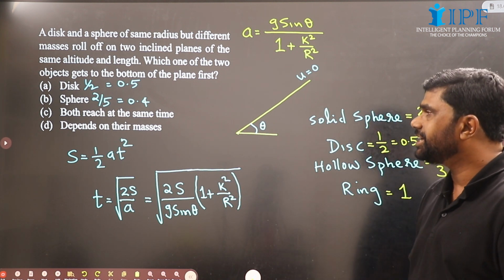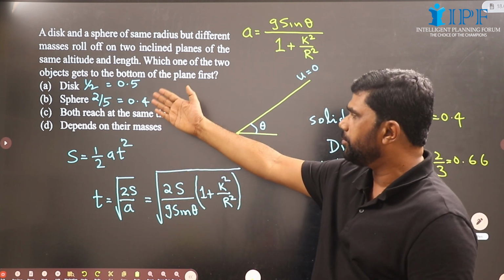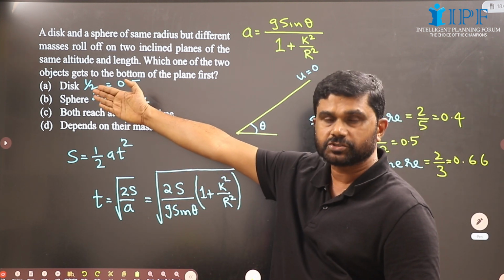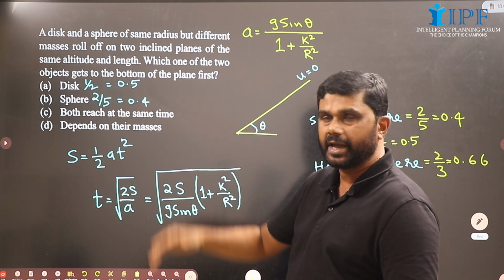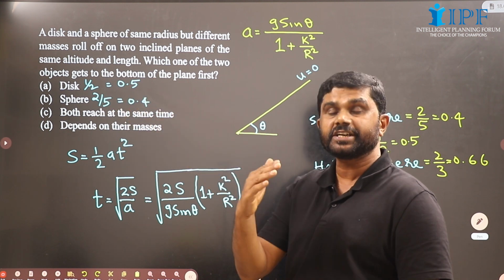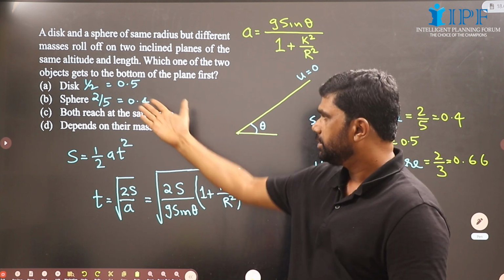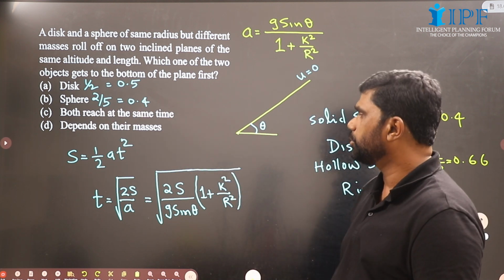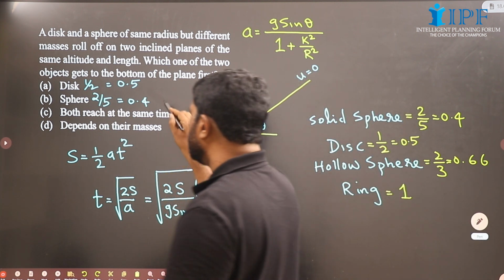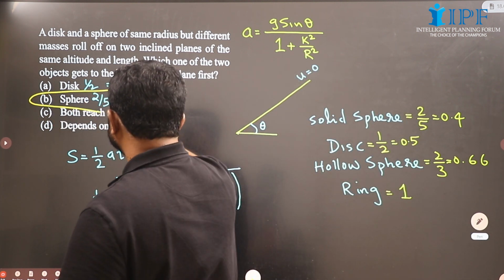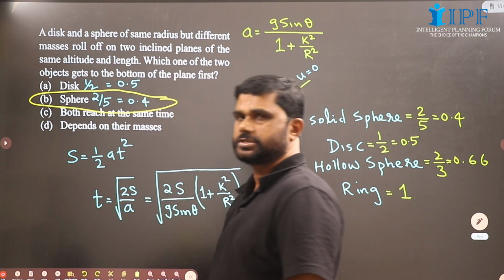Now let us write the ratio k square by r square for different bodies. For a disc, k square by r square is half, that is 0.5. For a sphere it is 2 by 5, which is 0.4. So k square by r square is minimum for a sphere, so it reaches the bottom first. It does not depend on their masses, but the sphere reaches the bottom first.